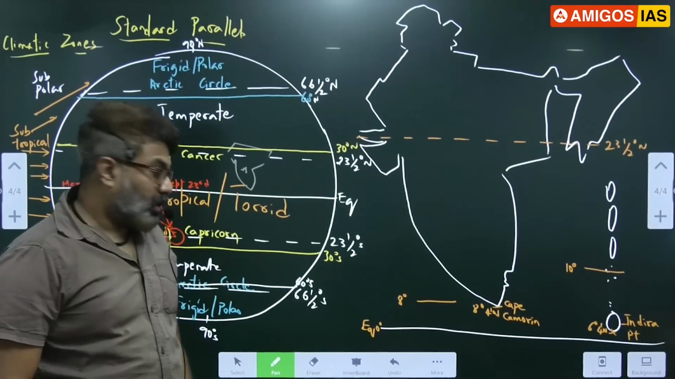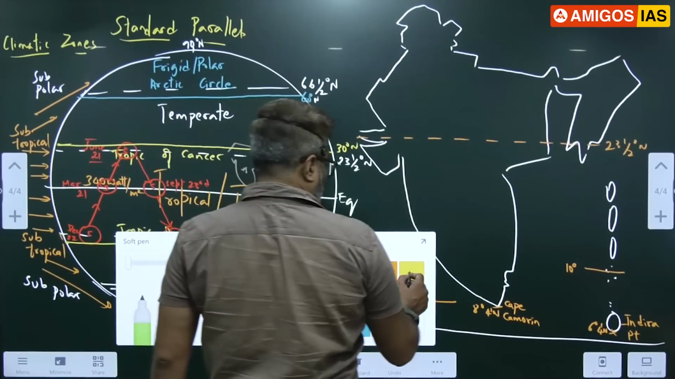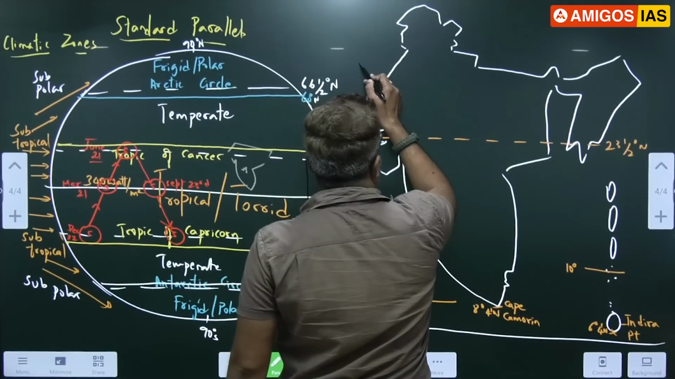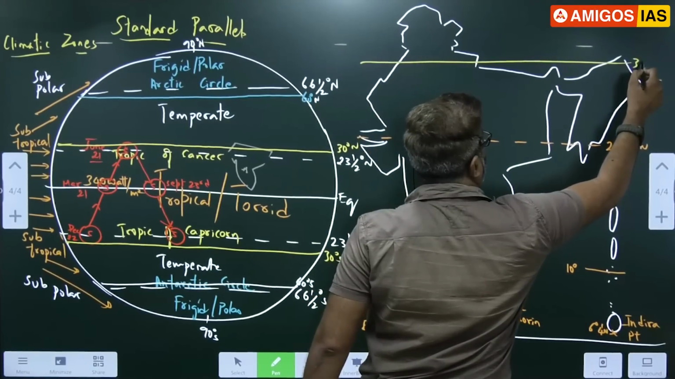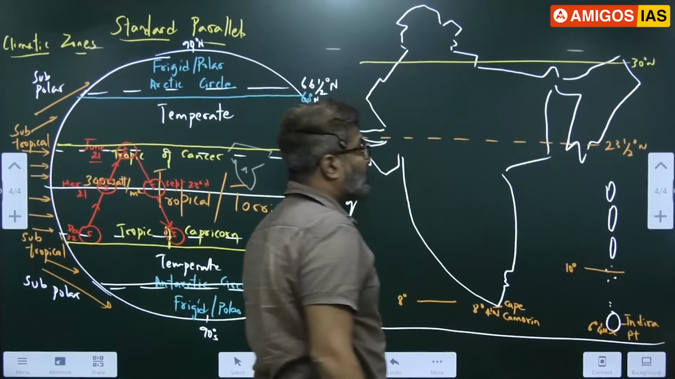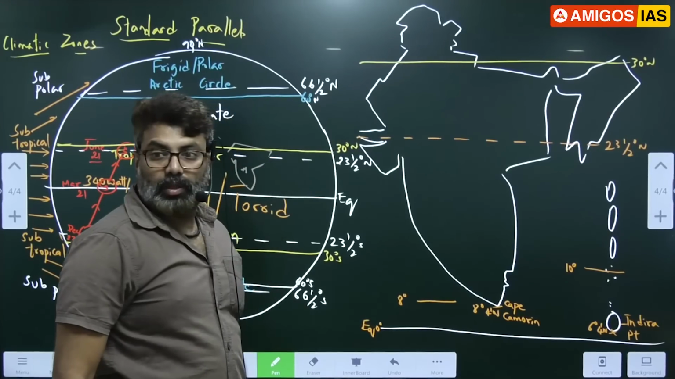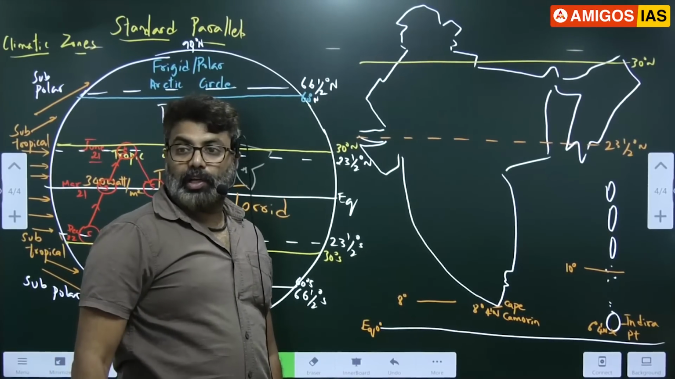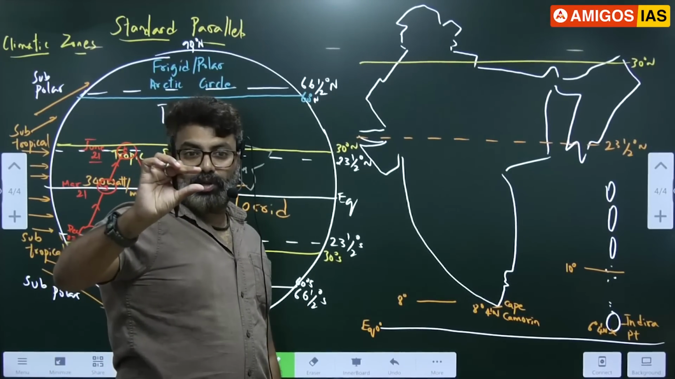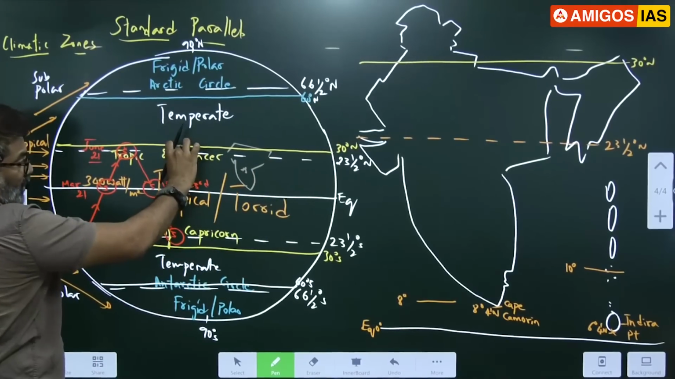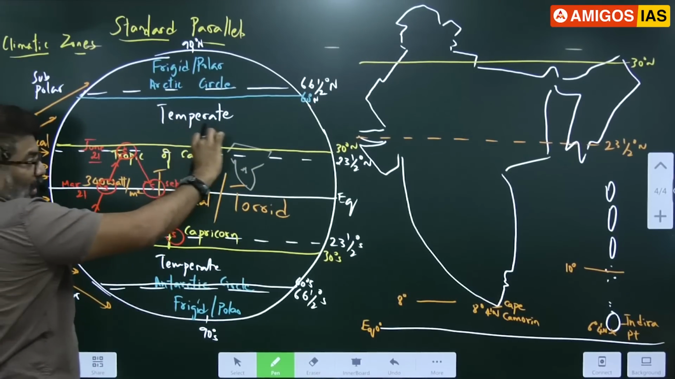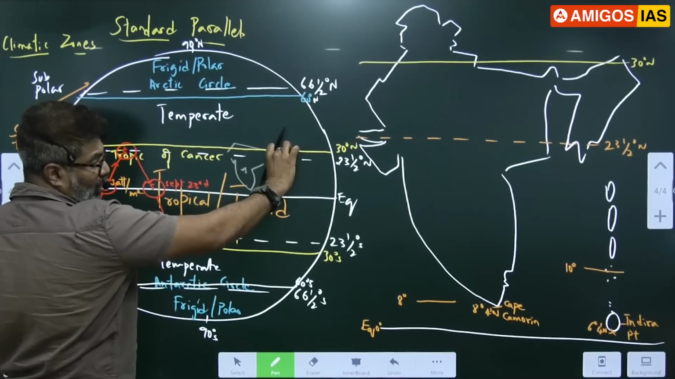Where is 30 degree? 30 degree also I'll mark. Can I say this is 30? 30 degree comes here. In your atlas, 30 degree will look here on the globe. 30 degree looks very small, right? 23 to 30 looks small.